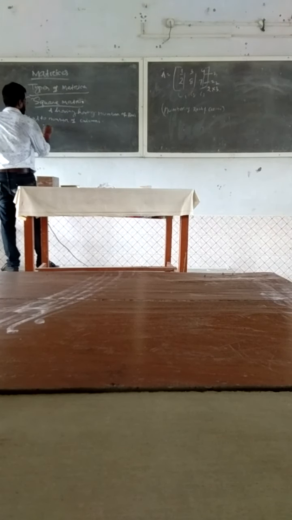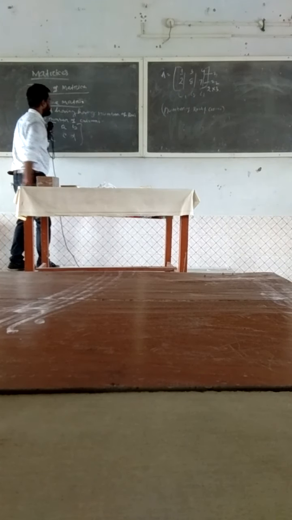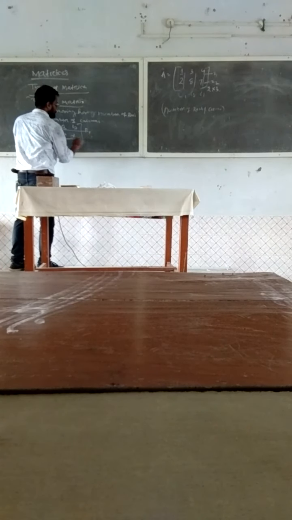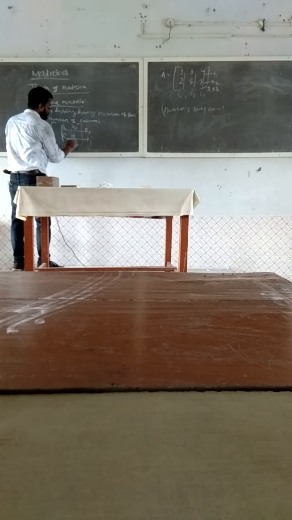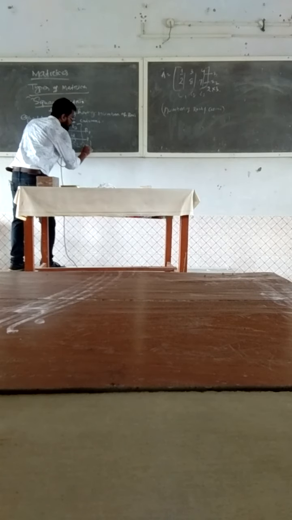So A, B, C, D. This is an example of a square matrix. Here the matrix has two rows, row 1 and row 2, and two columns, column 1 and column 2. The order of this matrix is 2 by 2.